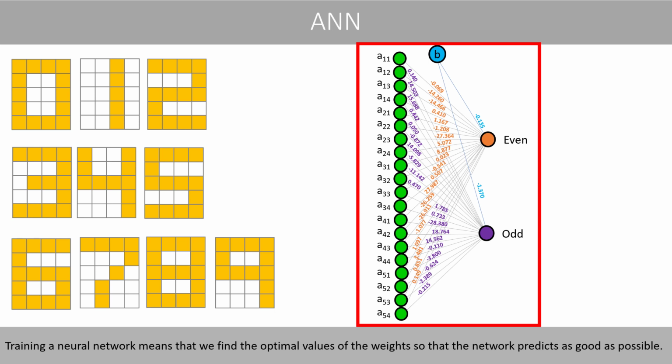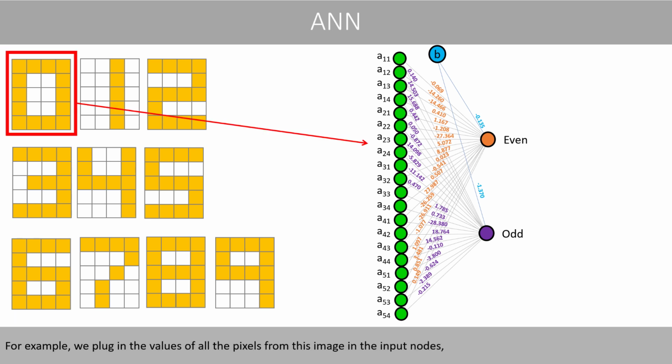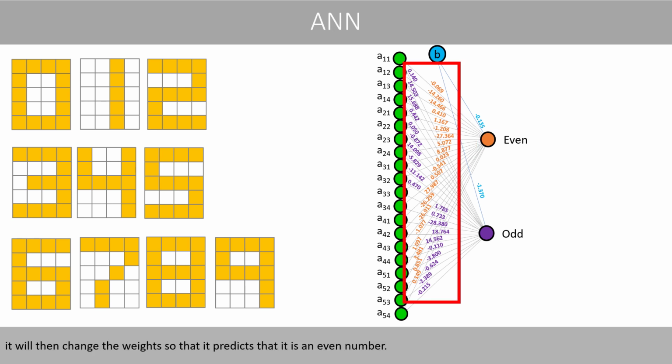Training a neural network means that we find the optimal values of the weights so that the network predicts as good as possible. To optimize the values of the weights, we let the network train on this data. For example, we plug in the values of all the pixels from this image in the input nodes and tell the network that this is an even number. It will then change the weights so that it predicts that it is an even number.